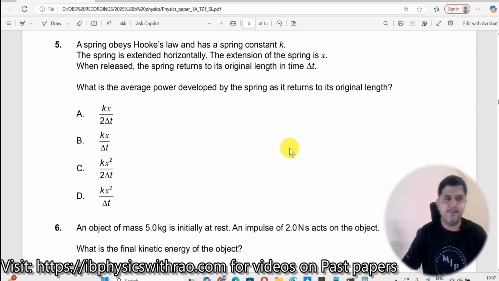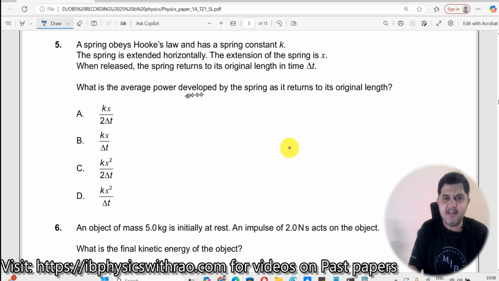Question number 5. A spring obeys Hooke's law and has a spring constant k. The spring is extended horizontally. The extension of the spring is x. When released, the spring returns to its original length in time delta t. What is the average power developed by the spring as it returns to its original length? The average power is being asked.